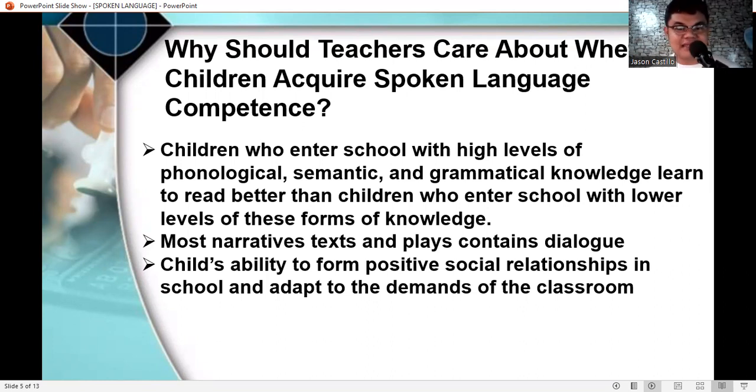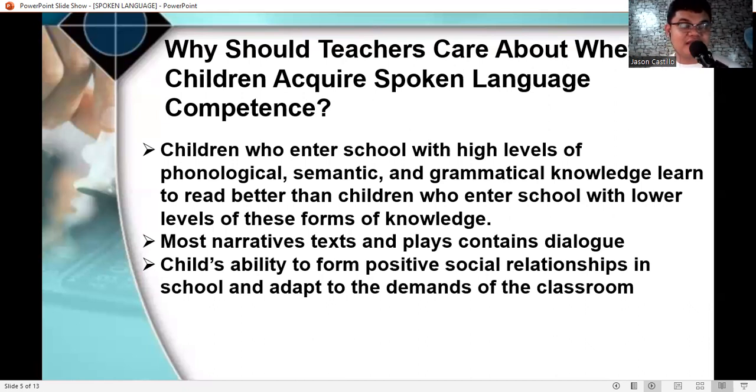Next, most narrative text and plays contain dialogue. Of course, when we are speaking about dialogue, we are also referring to the ability of the child to speak, and the child's ability to form positive relationships in schools and adapt to the demands of the classroom. If our student doesn't have this competence when it comes to spoken language, it will be very difficult for that particular student to communicate with others.